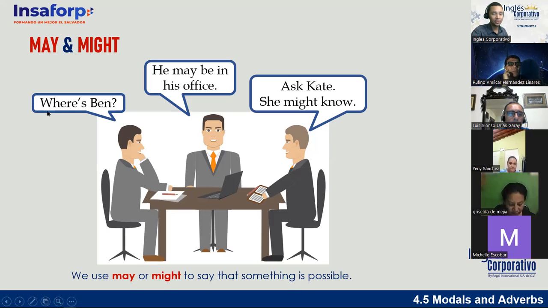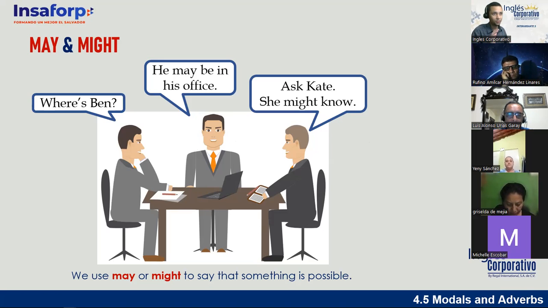So when he says, where is Ben? And this man says, he may be in his office. This man is not sure. He's only expressing a possibility. Maybe he is in the office, maybe, but he doesn't know. And the other guy says, ask Kate, she might know. Kate maybe knows where Ben is.